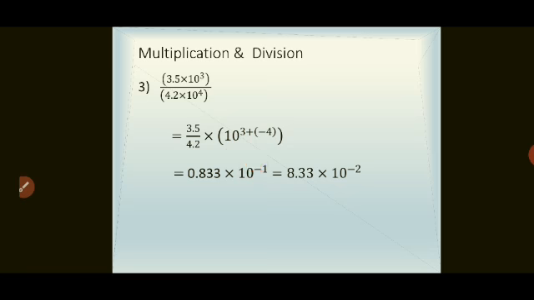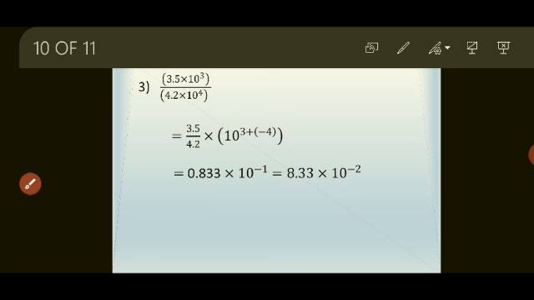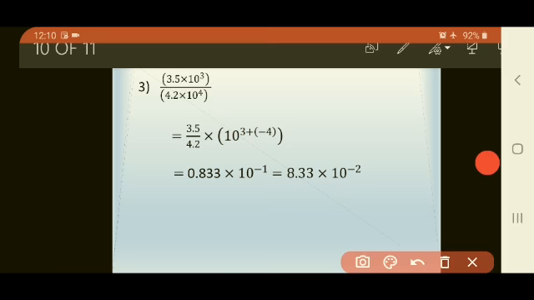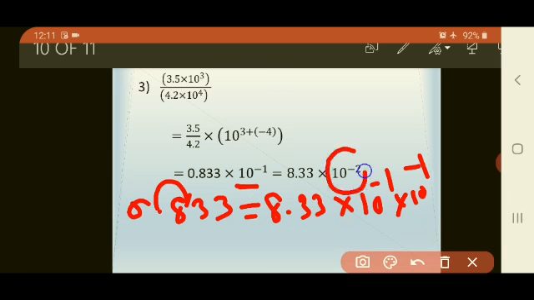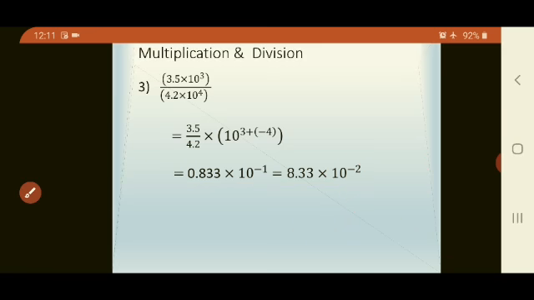Now again to convert this number into scientific notation, .833, this decimal point should be shifted after the first non-zero digit, that is 8.33. But we have shifted to the right hand side. So what will be the power? 10 to the power minus 1. Again 10 to the power minus 1 is there. So minus 1 minus 1 will become minus 2, because the base is same. So what is the final answer? 8.33 into 10 to the power minus 2.